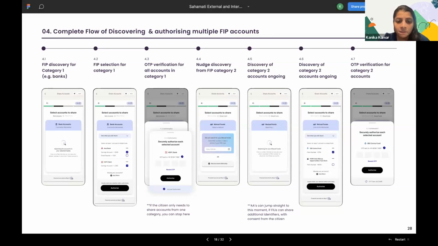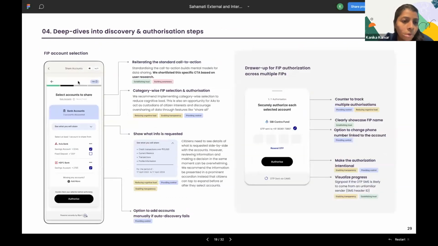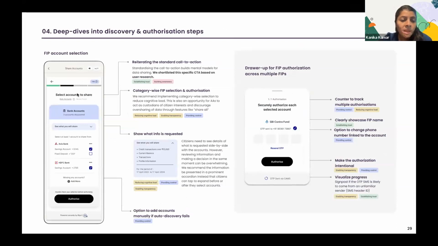But just to dive a little deeper into what I just shared, so letting them know that they can select the accounts that they can share. So to some degree, it is still a choice. Letting them know which category of account information they're sharing at this moment.